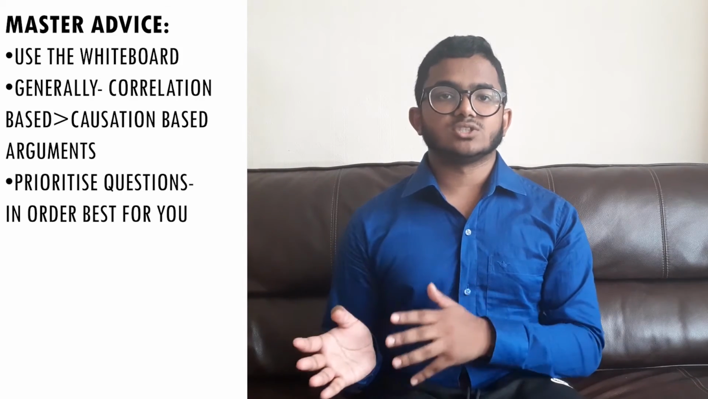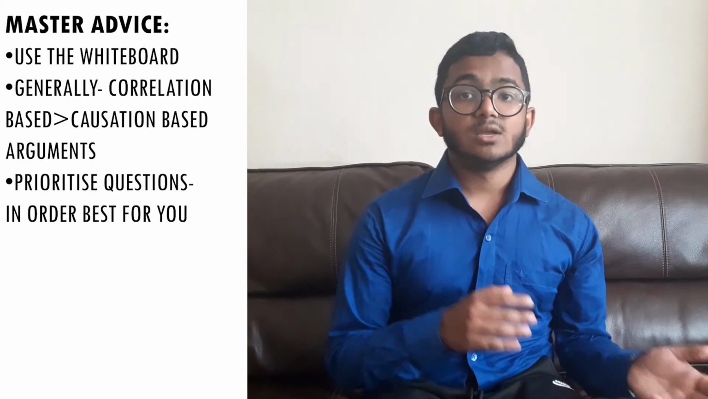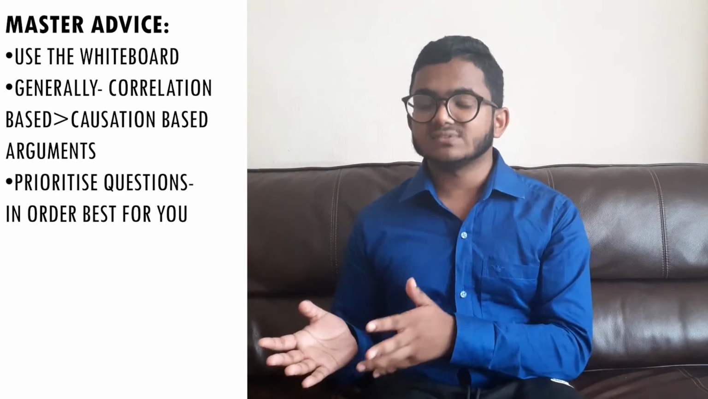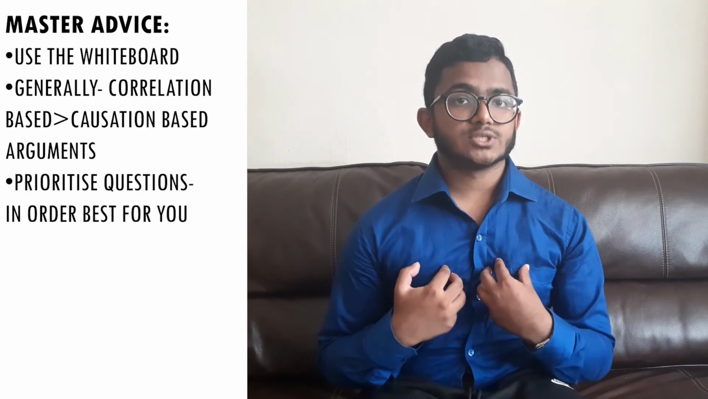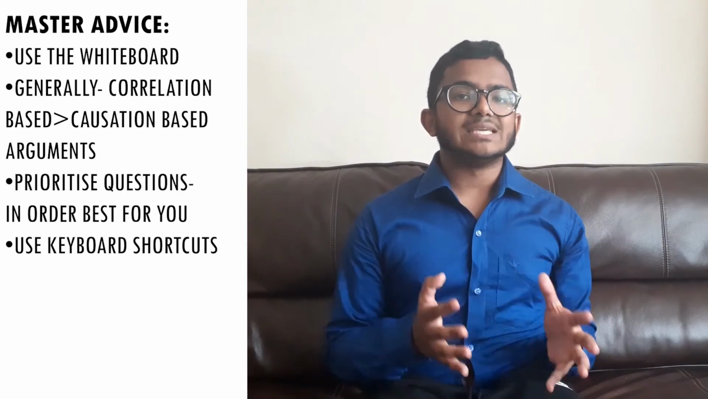In terms of which questions to prioritize, I would start off with Venn diagrams since they take the least amount of time, followed by the questions with evaluations, then argument questions, then graphs, and finally syllogisms. Now, this is the order in which I prioritize my questions, but bear in mind that this can vary for you.